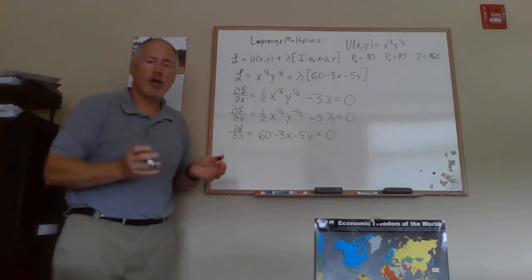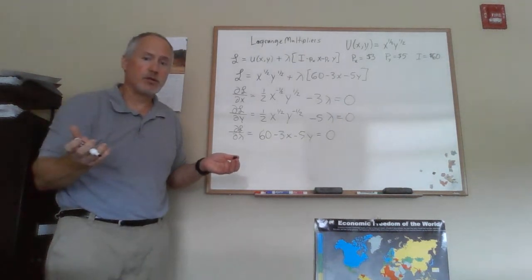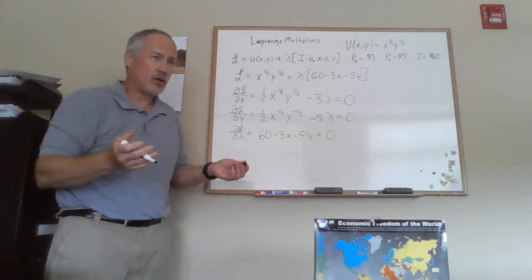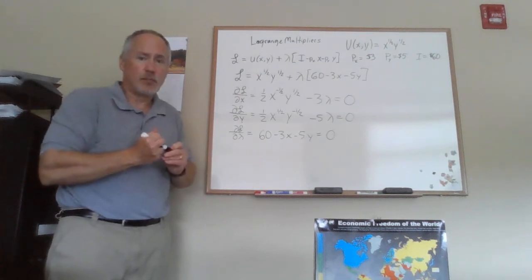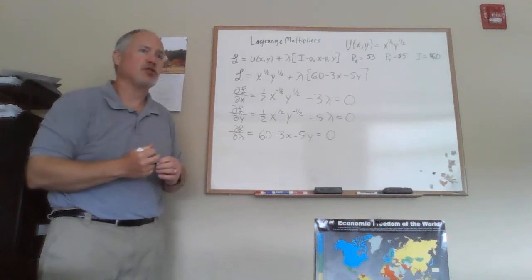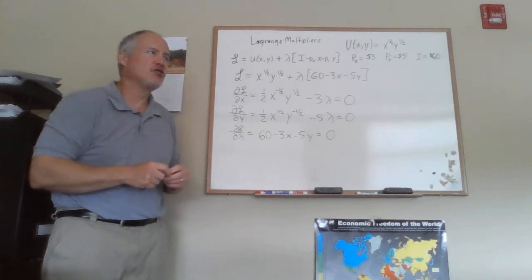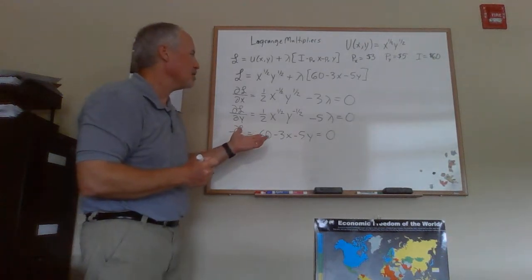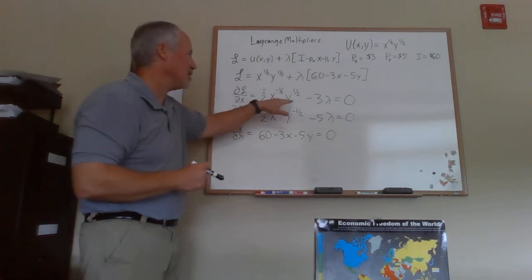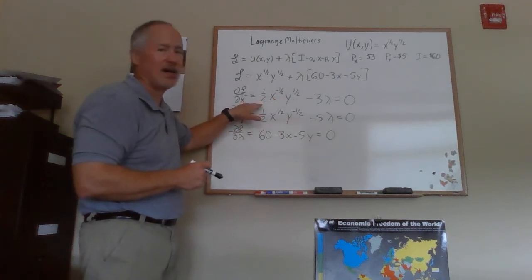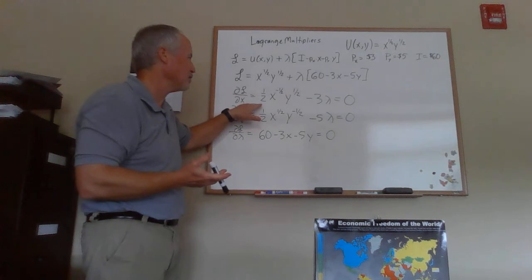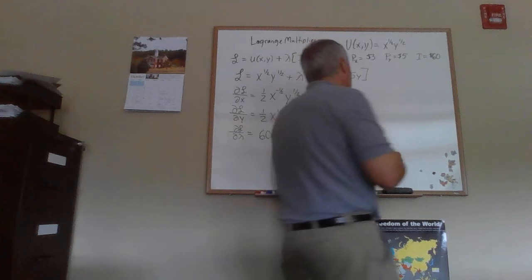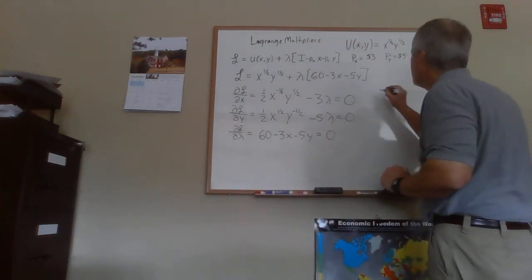Okay, so what we have here are 3 equations and 3 unknowns. And at this point, it's just algebra to solve. You're welcome to do algebra however you want, whatever works for you, just as long as you make valid algebraic steps along the way. Some people are very comfortable just dividing these two first order conditions. It really doesn't matter what you want to do. What I'm going to do here is just solve for lambda.